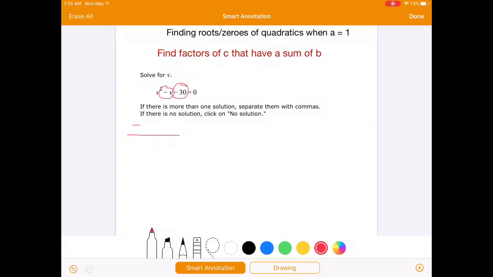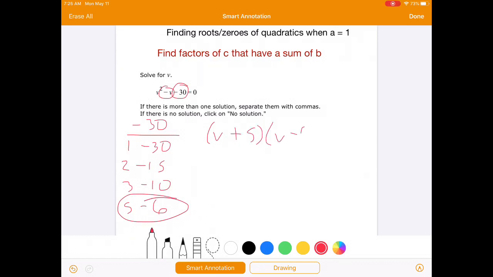So when we're looking at factors of negative 30, we're going to have 1 or negative 30, because the larger number has to be negative, 2 or negative 15, 3 or negative 10, or 5 or negative 6, and the two that add together to give us negative 1 is 5 and negative 6. So we're going to have v plus 5 or v minus 6 equals 0. And once again, we know that we would be subtracting 5, so we're going to have v either equals negative 5 or v equals positive 6 for our zeros here.